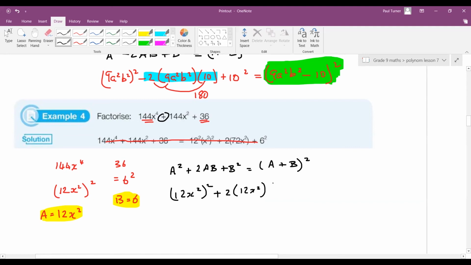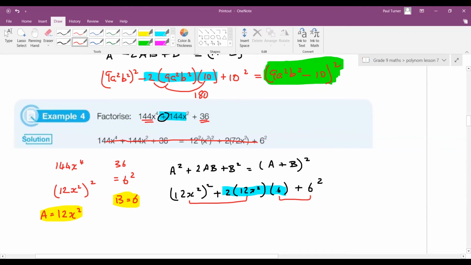B is 6, and the last number squared. So just match them up like we did way back 2 weeks ago. It should look like that. So this term is here, this term is here, and we need to check the middle term now. 144 should be this number here. And if it is, we can factorize.